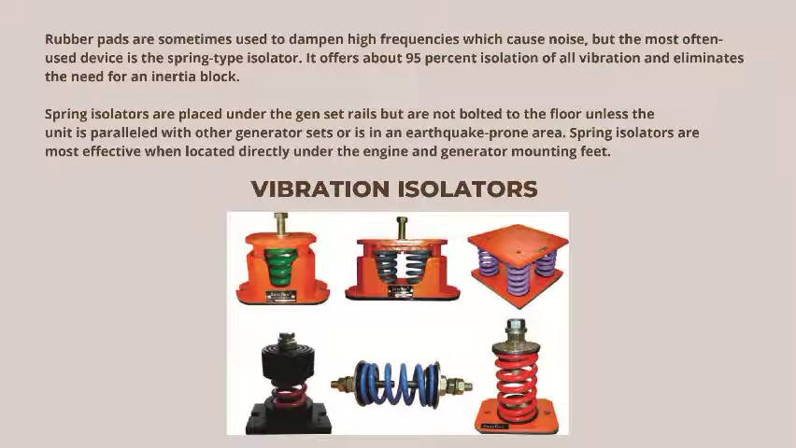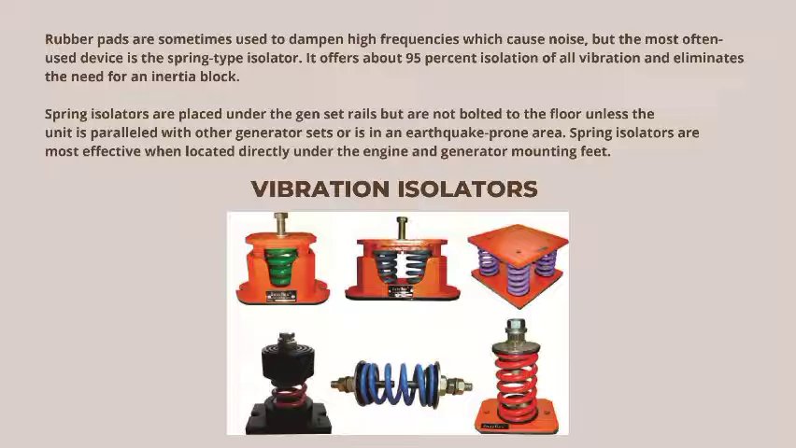Rubber pads are sometimes used to dampen high frequencies which can cause noise, but the most often used device is the spring-type isolator. It offers about 95% isolation of all vibration and eliminates the need for an inertia block. Spring isolators are placed under the genset rails but are not bolted to the floor unless the unit is paralleled with other generator sets or in an earthquake-prone area. Spring isolators are most effective when located directly under the engine and generator mounting shoe.